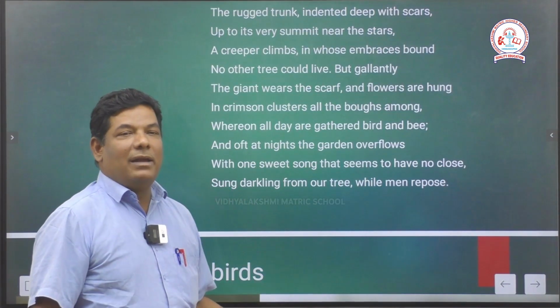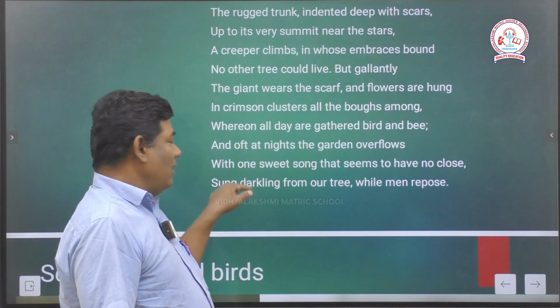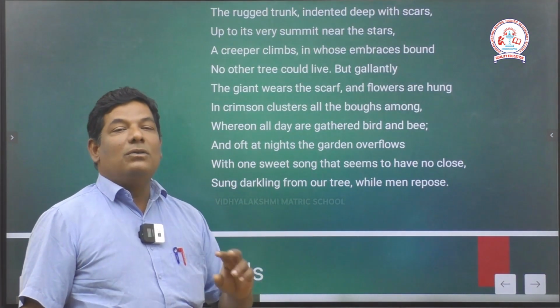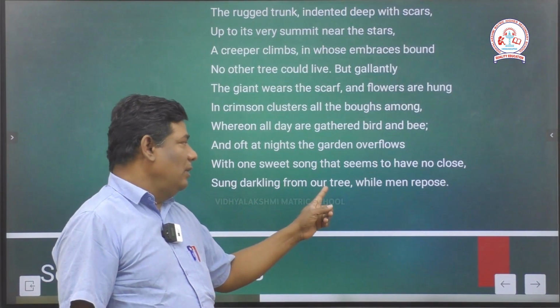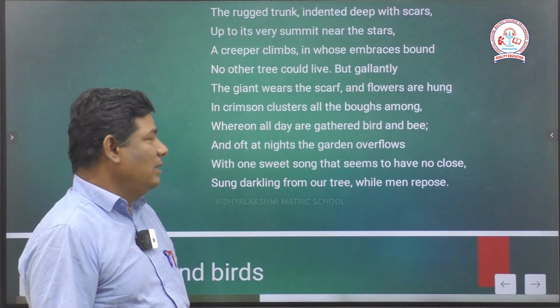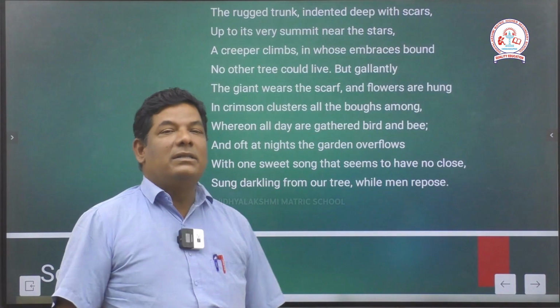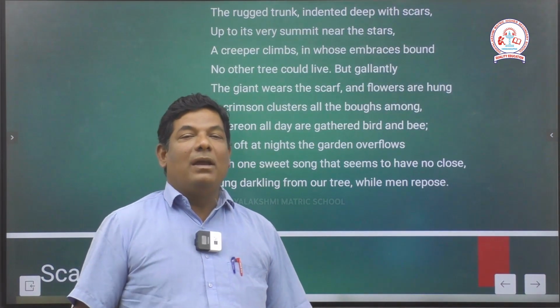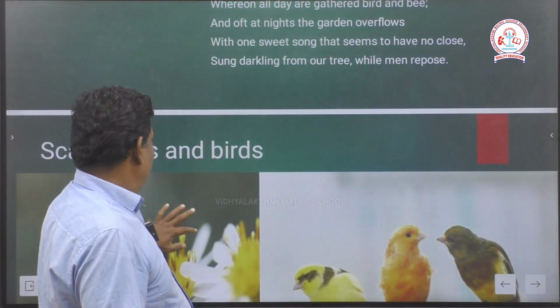Sung darkling. Darkling is like duckling; it is a young cuckoo bird. Darkling is a young cuckoo bird from our tree. From our tree refers to the Casuarina tree, while men repose. Men are sleeping and taking rest at night. But this young cuckoo bird is singing endlessly, and it seems it has no close.